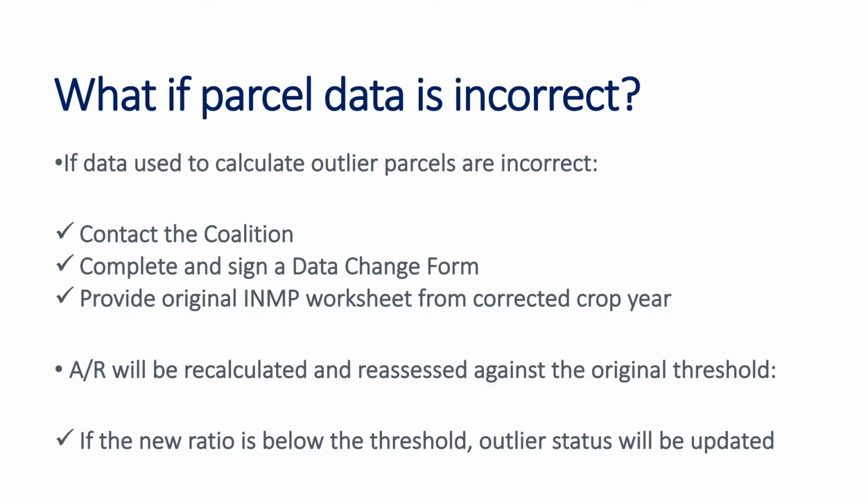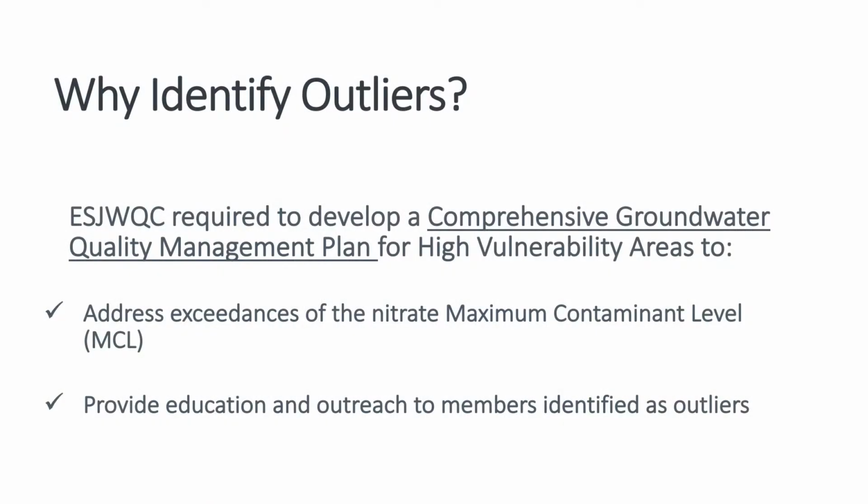And then, of course, we'll recalculate the applied over removed to make sure we have that correct information. If the new ratio is calculated to show your parcel is no longer an outlier, then it will be adjusted. So why are we identifying these outlier parcels?